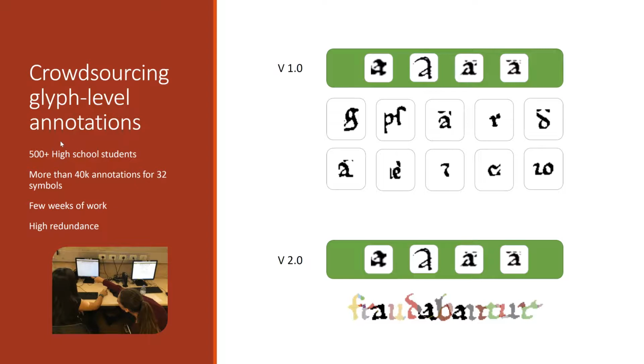Of course, because we were working with people that are not experts, there was high redundancy. So we didn't trust one single answer, but the same question was posed to many, many different people. And then when there was consensus over a single symbol, we would ask another.